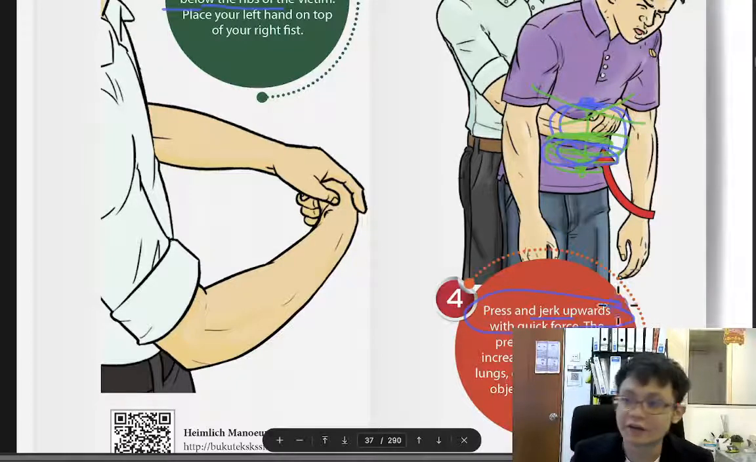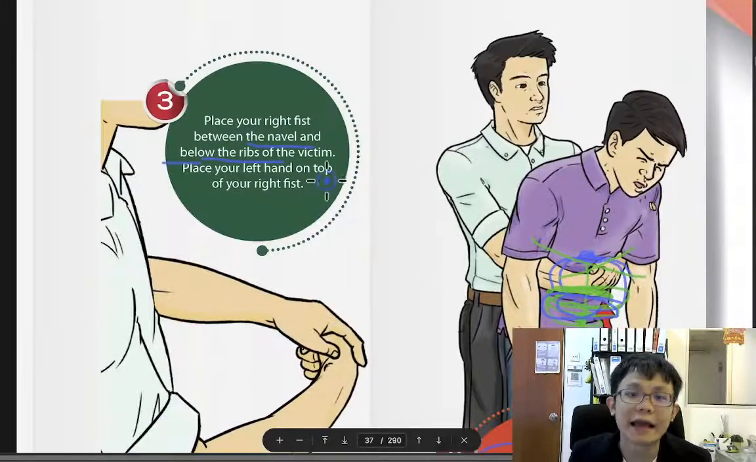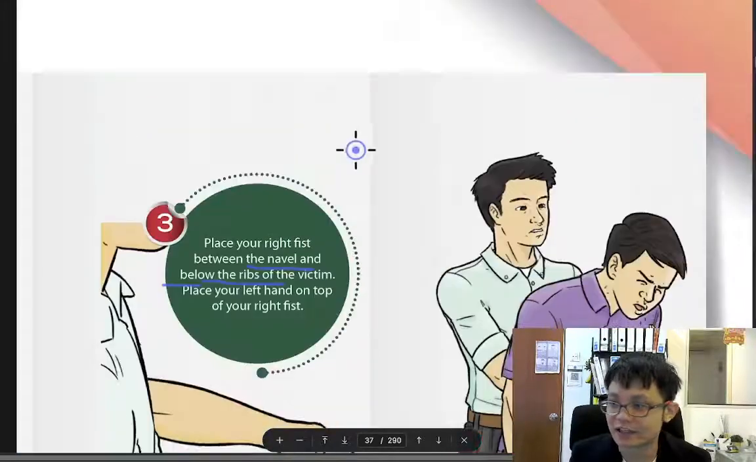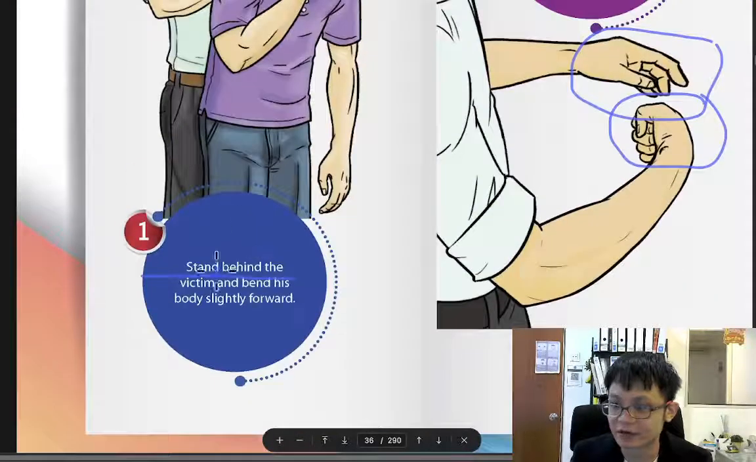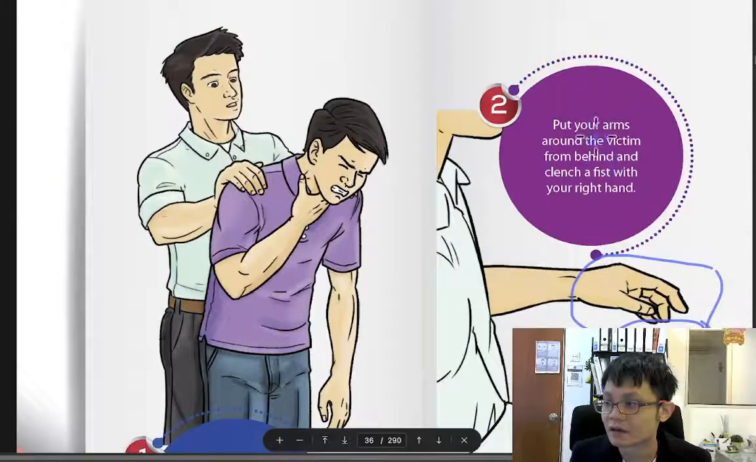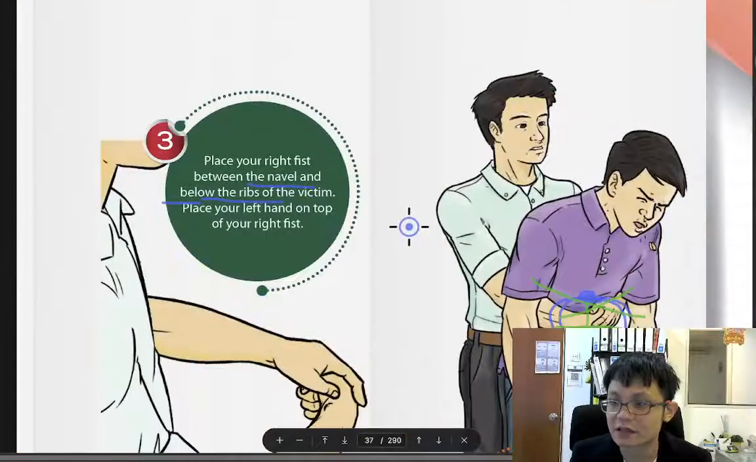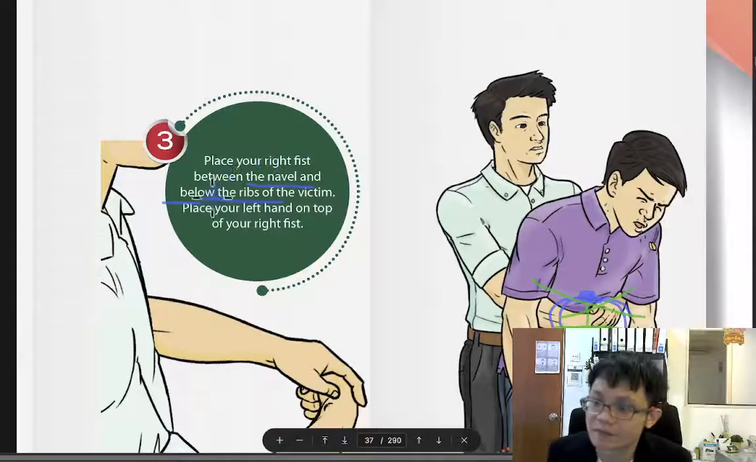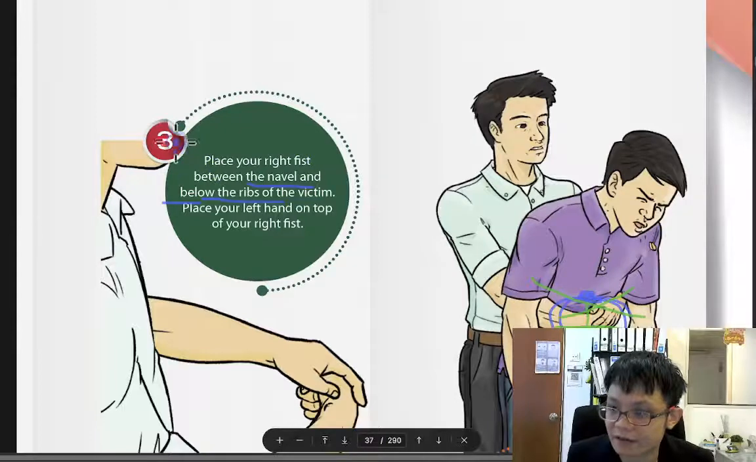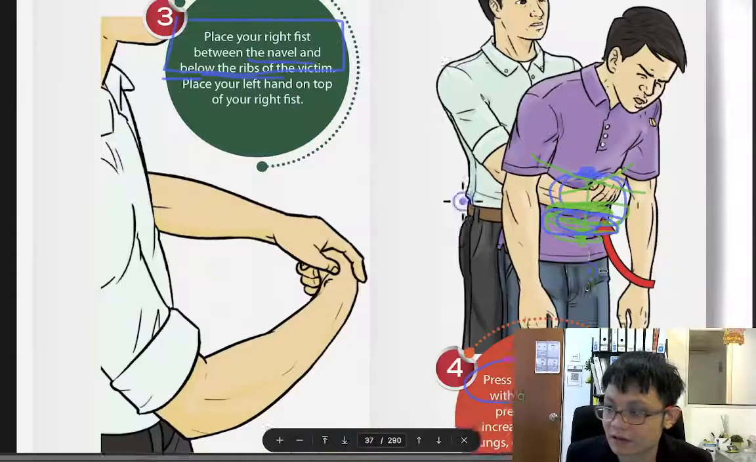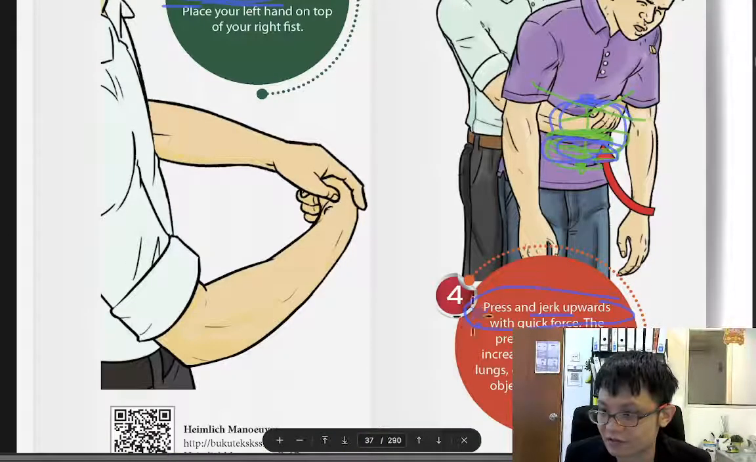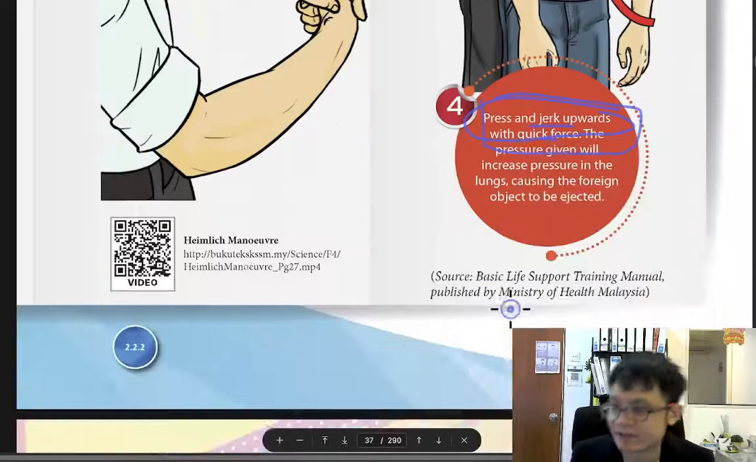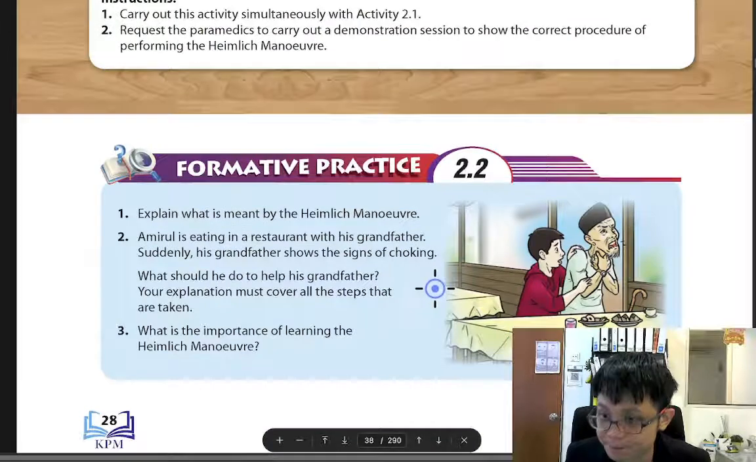Then can already. No need to write everything. Just write the key points, so I highlight the key points. Okay, stand behind the victim. Put your arm around and clench the fist in the right hand. This one okay, this one word. And place your right hand behind the cavity with rib and the person. After that, just write jerk. Use a quick force and you jerk the hand upwards, for example, if you want to make it shorter.